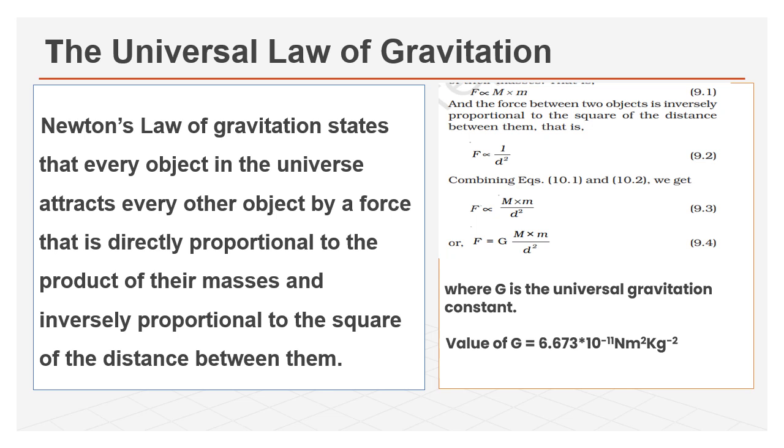The universal law of gravitation. Newton's law of gravitation states that every object in the universe attracts every other object by a force that is directly proportional to the product of their masses and inversely proportional to the square of the distance between them.